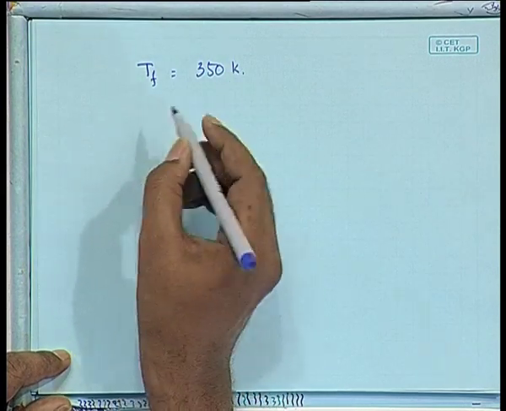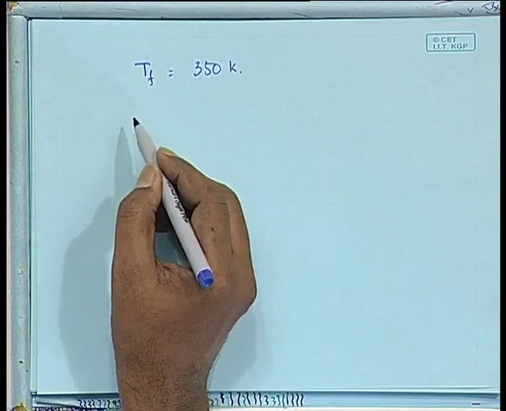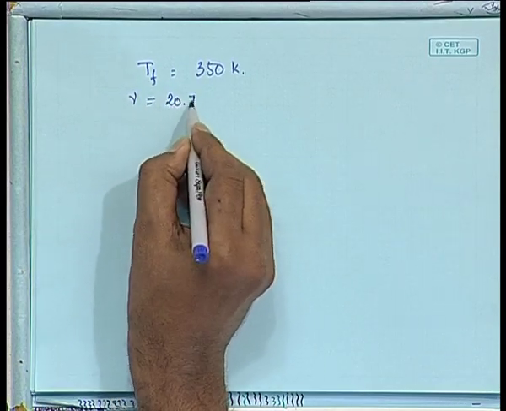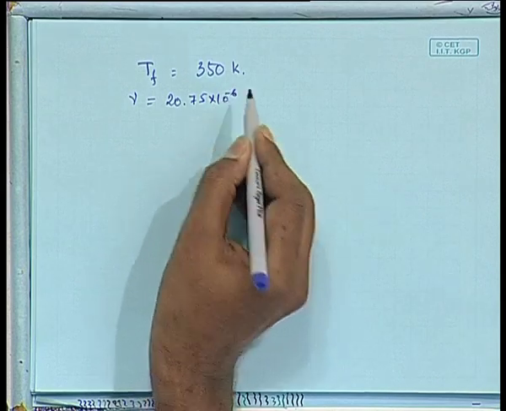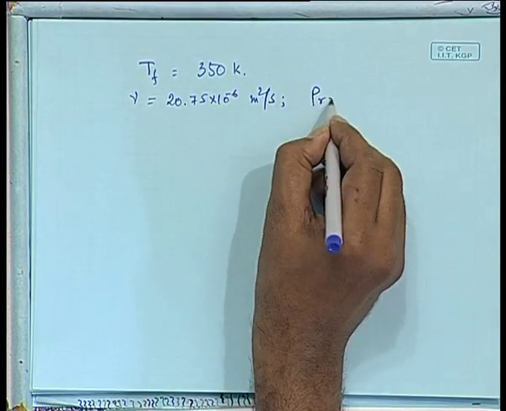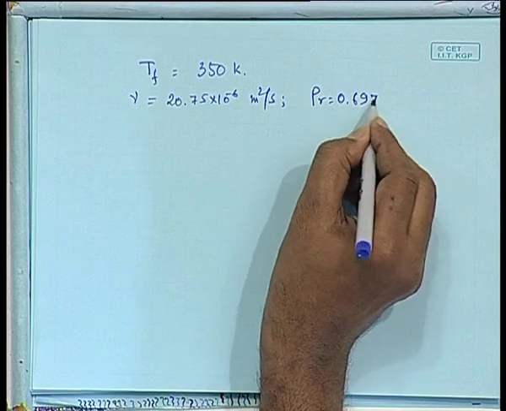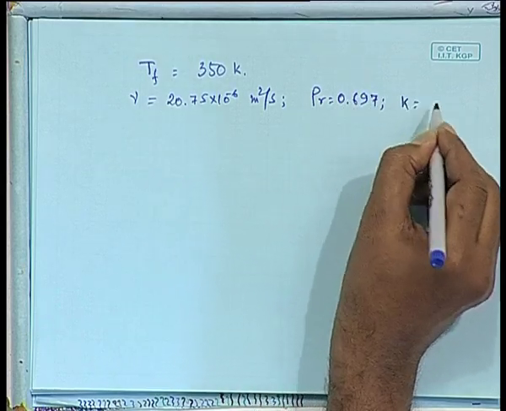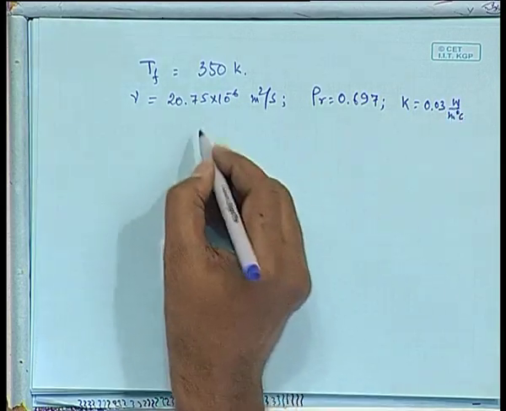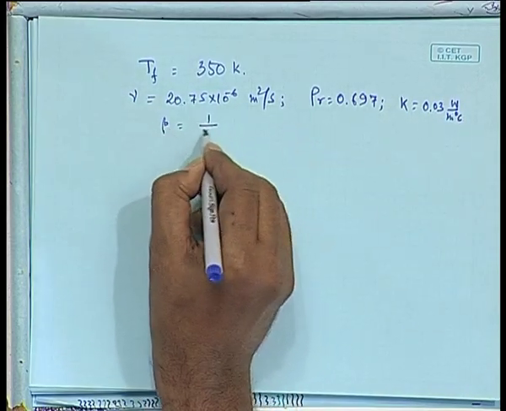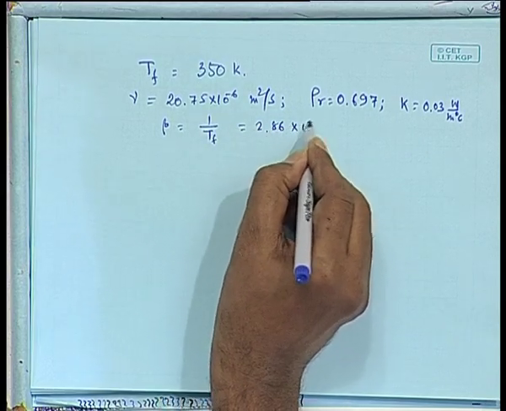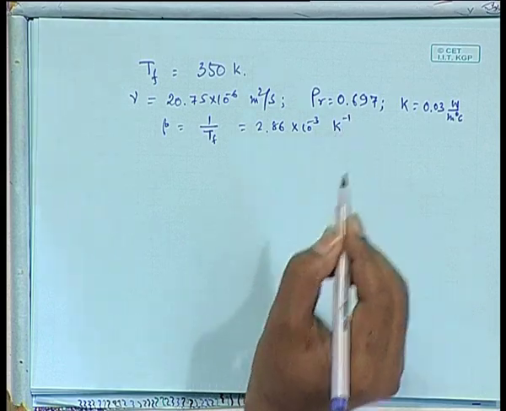Then you have to go to the table of thermophysical properties for air, and nu will be 20.75 into 10 to the power minus 6 meter square per second. Prandtl is 0.697, k is 0.03 watt per meter degree centigrade, beta is 1 by Tf, that will be 2.86 into 10 to the power minus 3 Kelvin inverse.